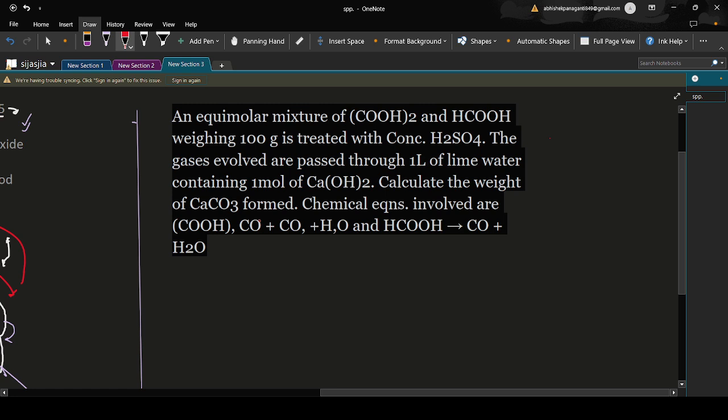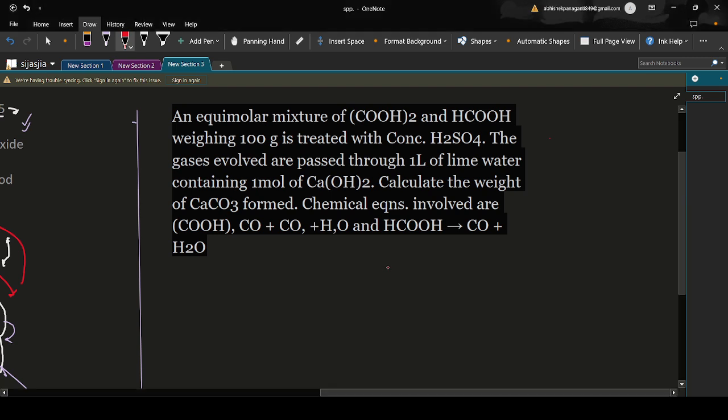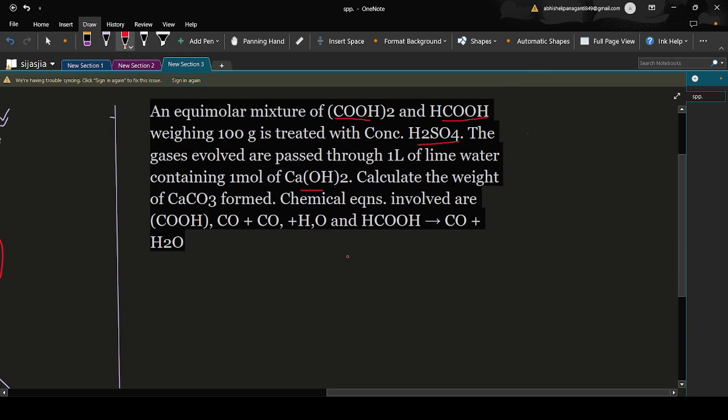An equimolar mixture of COOH taken twice and HCOOH, weighing 100 grams, is treated with concentrated H2SO4. The gases evolved are passed through 1 liter of lime water containing 1 mole of Ca(OH)2. Calculate the weight of CaCO3 formed. Chemical equations involved are okay.